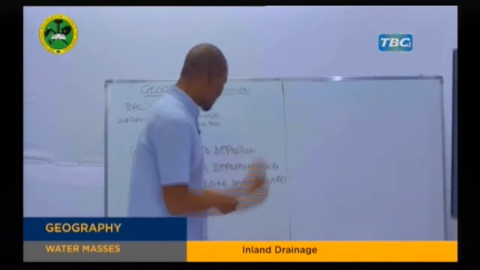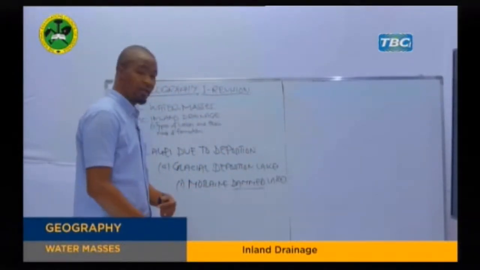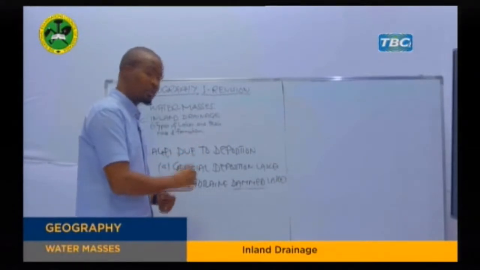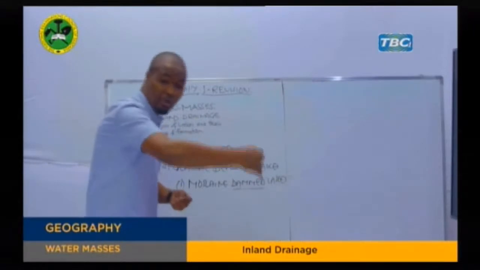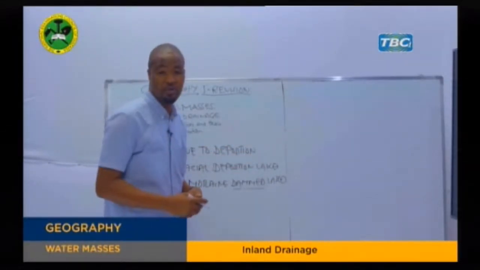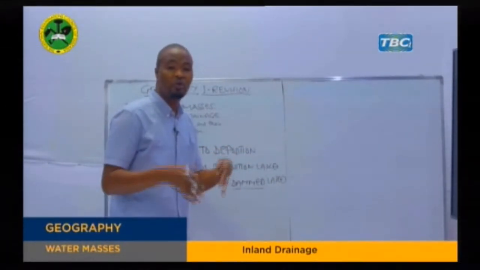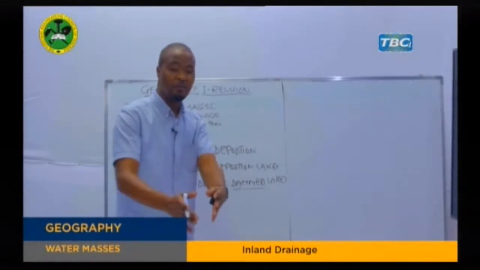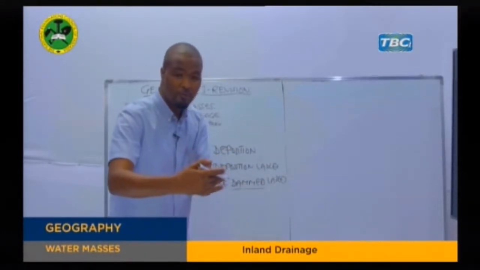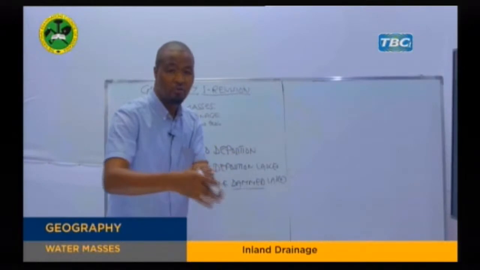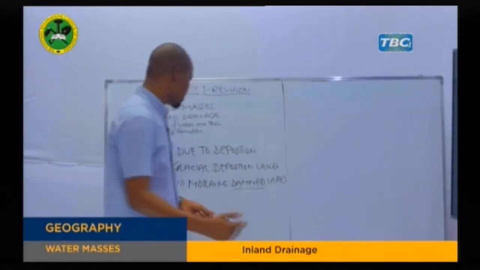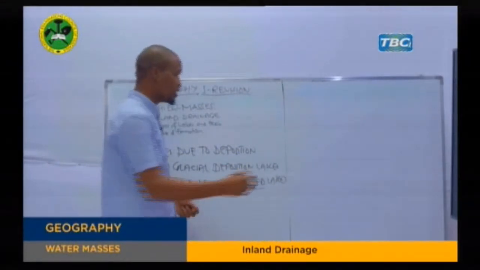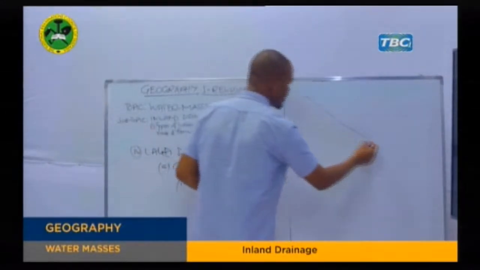I repeat, right now we are talking about the moraine dammed lake. What is a moraine dammed lake? It refers to the lake formed when moraine has accumulated at the end of the valley glacier. Then it caused the river which was flowing in that valley glacier to accumulate instead of continuing to flow, due to what? Due to the deposition or the presence of what? Of moraine. Let's see an example. We have this one.